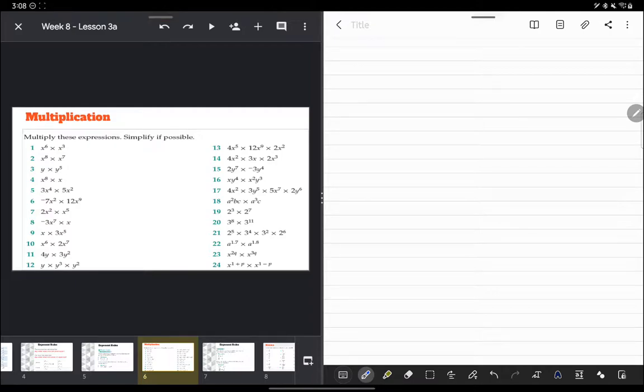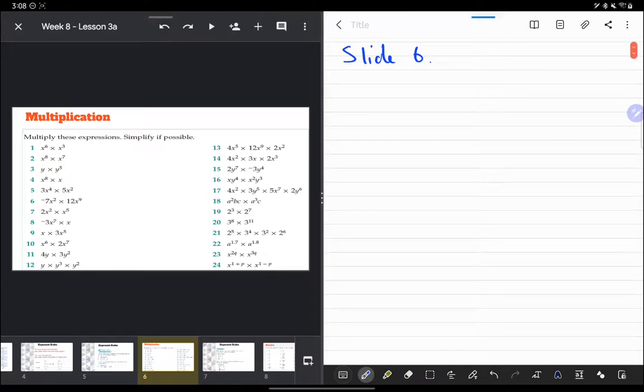So here, this is slide number 6. Slide 6. I'm just gonna do maybe the last several, right? I'm going to start at number 20. Let's start at number 20. Okay, 3 to the power of 8 times 3 to the power of 11. That's not 11, that's 11.